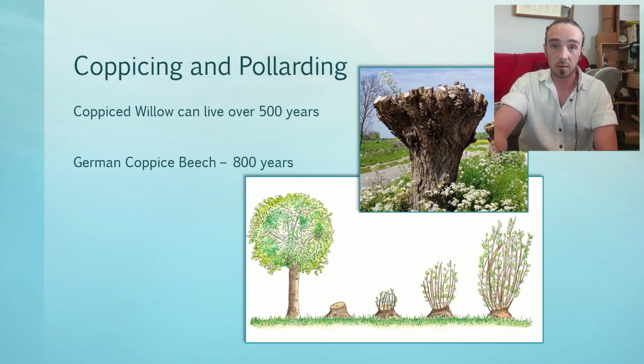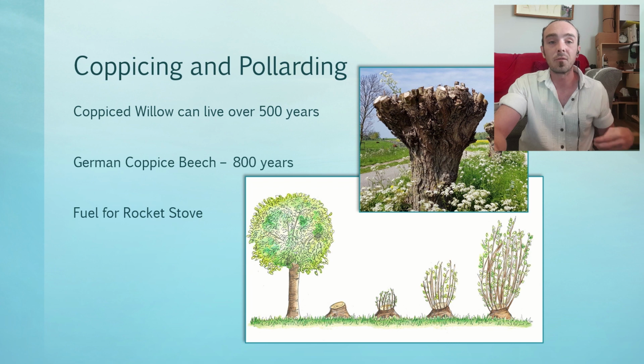There's a German coppice beech that can live for up to 800 years. And they know this because there is 800-year-old evidence of these trees. So they're like, if you follow the literature of these properties, they have been harvesting the same trees for 800 years, which is massive.